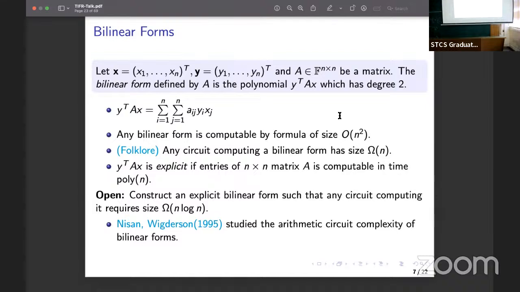And explicit bilinear forms were studied by Nisan and Peters. So this open question still remains: to construct an explicit bilinear form such that any circuit computing it requires size n log n. If you think a bit about this, this is a special case of the question we asked earlier. Is there a constant degree polynomial such that any circuit computing it requires n log n? So now I'm saying not a constant degree polynomial, but is there a polynomial of degree 2 such that any circuit must have superlinear size.